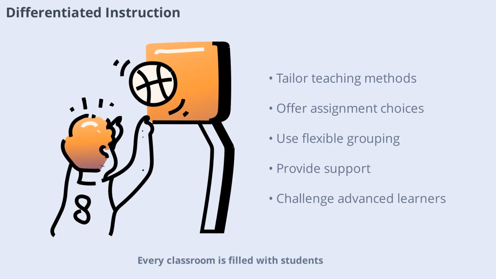Every classroom is filled with students who have diverse learning needs and abilities. Differentiated instruction means tailoring your teaching methods and materials to meet those needs. Offer choices in assignments, use flexible grouping, and provide additional support or challenges as needed. When students feel that lessons are accessible and relevant, they are more likely to stay engaged and less likely to become frustrated or disruptive.